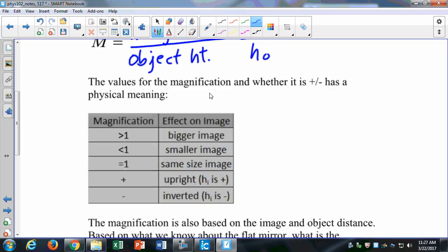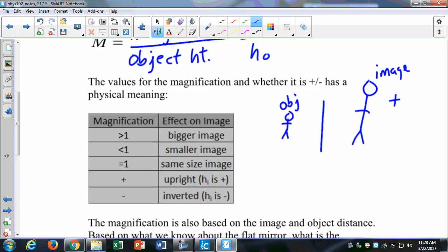Inverted images have a negative magnification. So let's say, for example, I have this object right here, and over here, this is my image. There's some mirror. It's not a flat mirror, it's something else. Does this have a positive or negative magnification? Positive, because it's upright. Is that magnification bigger or smaller than 1? It's bigger, because the image appears bigger than the object. So I have a positive magnification, and m is bigger than 1.